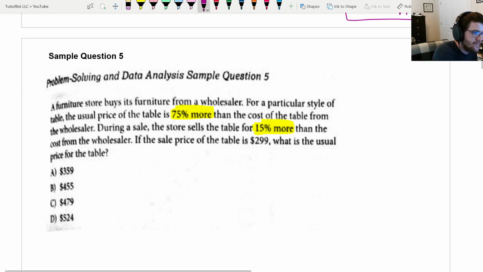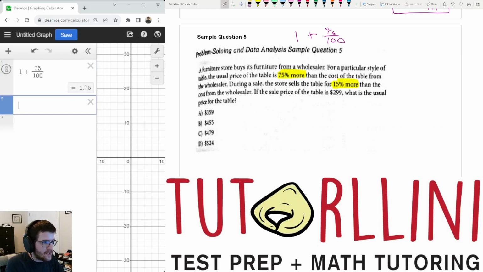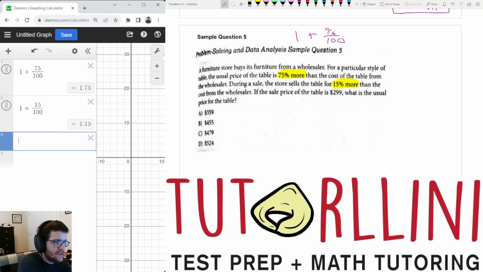Remember, guys, for an increase, we do 1 plus percent divided by 100 to find the percent multiplier. And I would not do it in my head because as the numbers get trickier, it becomes really hard to do in your head. So I'm going to do 1 plus 75 over 100. 1 plus 0.75 gives me 1.75. And now I'm going to do 1 plus 15 over 100. And I'm just going to jot these both down. So this percent multiplier is 1.75, and this percent multiplier is 1.15.